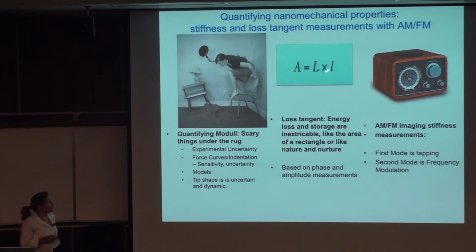As far as loss tangents, as people who do material science know, it's about energy loss and storage energy, and these two measurements are linked together, like nurture and nature in your personality, or measuring the area of a rectangle, the length and the width work together for the end result. And that's what we are trying to do with AM/FM, where we want to measure the loss tangents, and for that we're going to use phase mode and amplitude measurements, and I'm going to explain to you how we do that. And we use also this AM/FM technique to do stiffness measurements. And again, this is using tapping mode, and dual AC is really the core of this technology.